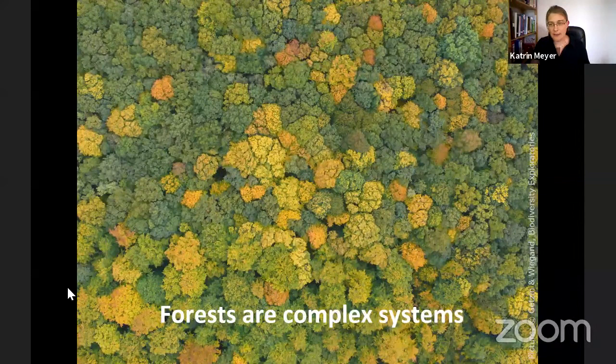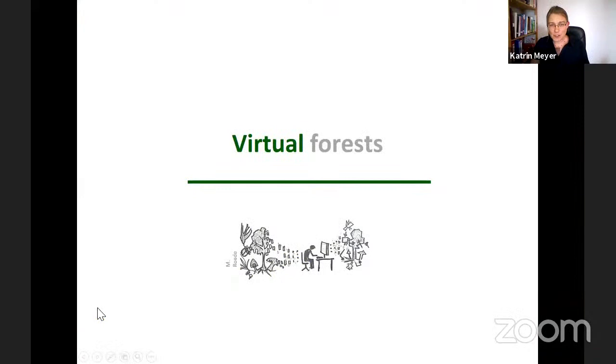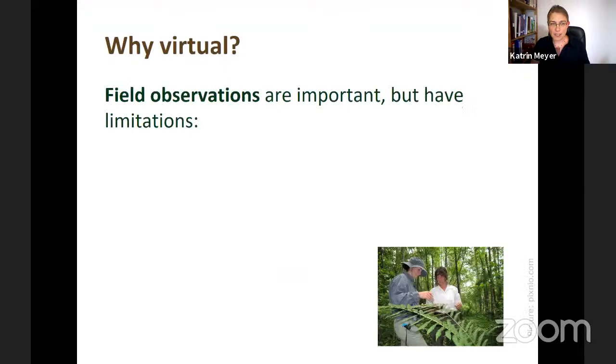So now let's come to the virtual forest. Why should we study forests with models or in the virtual space? There I first come to the non-virtual space, that's, for example, field observations. Of course, that's very, very important to study forests by field observations. But you might also be aware, especially if you've done such field observations already, that these have limitations.